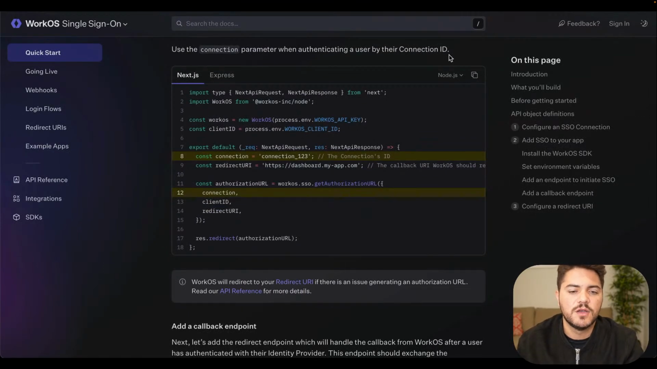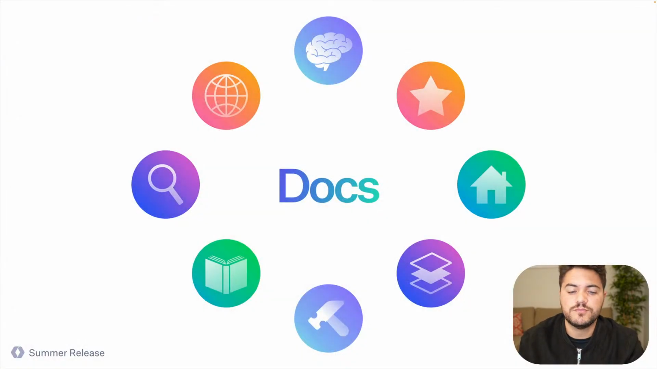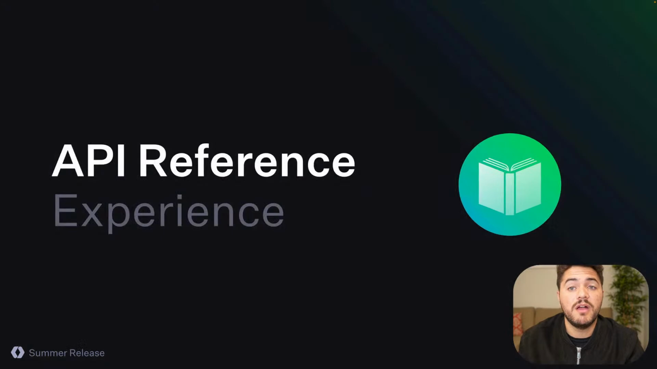In this case, we're showing that line 8 and line 12 are actually what you need to worry about in this specific context in the docs. What about the API reference? That's a huge part of the API as well, right?